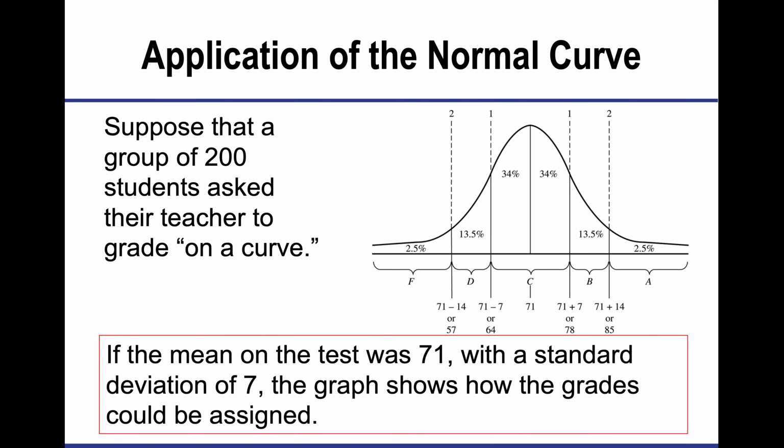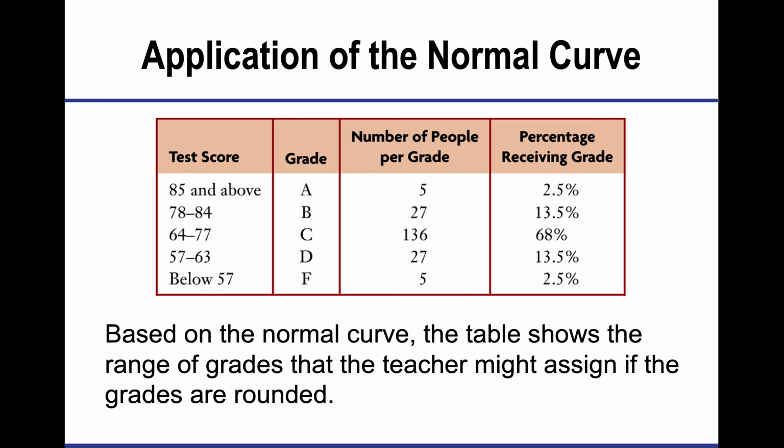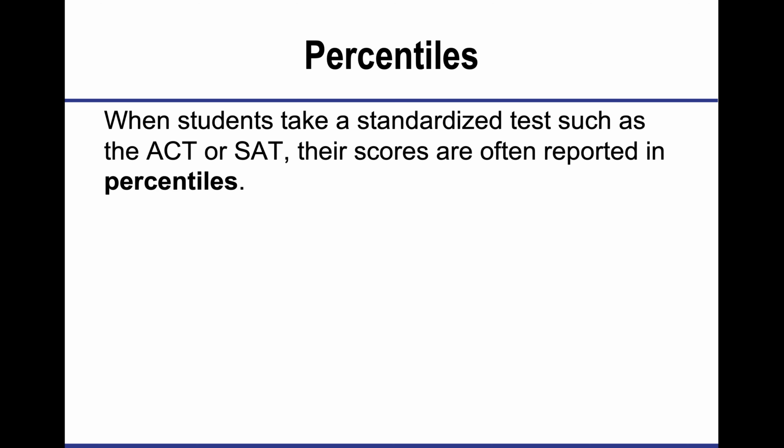If I want to apply things to the normal curve, I can say, well, if I wanted to curve my tests, I could force a normal distribution to happen. So what I can do is sort of fit my data to a normal curve by making adjustments in those test scores. So here, based on the normal curve, the table shows the range of grades the teacher might assign if the grades were rounded.